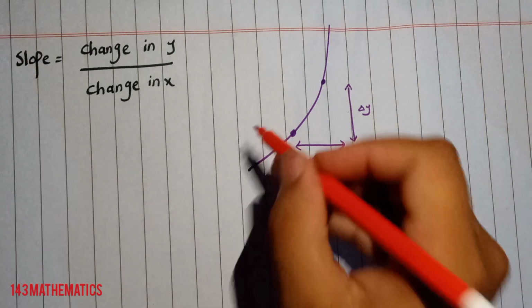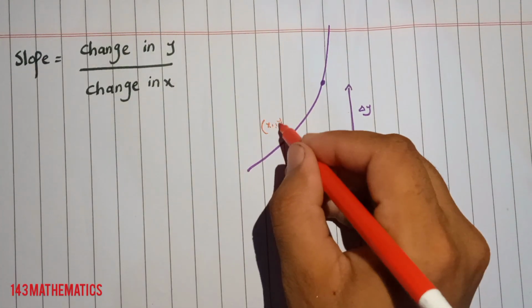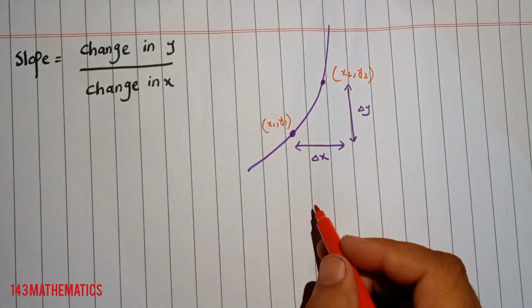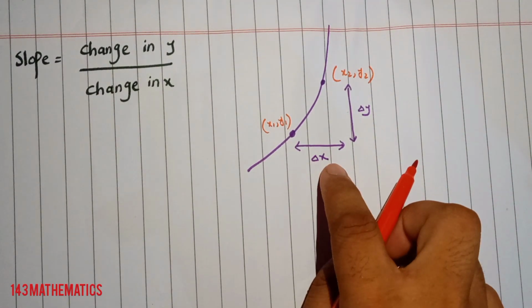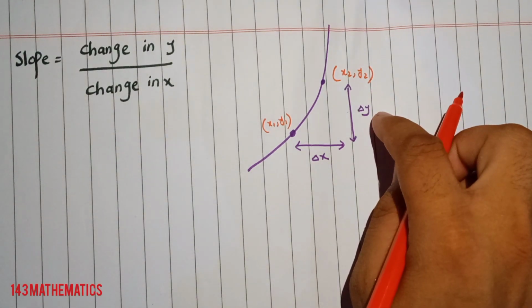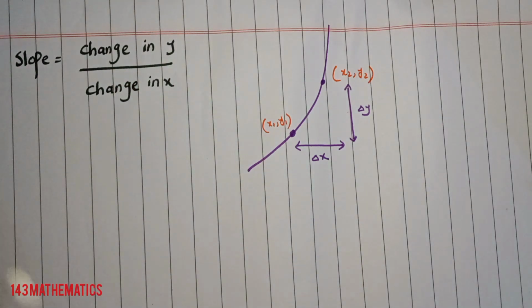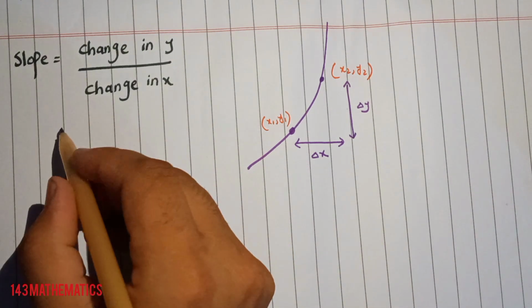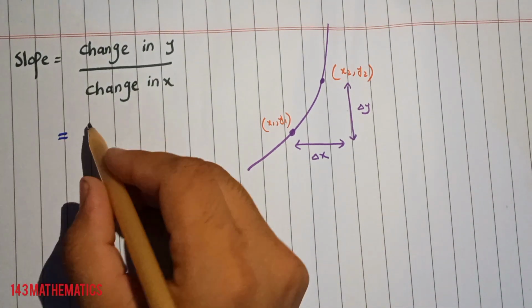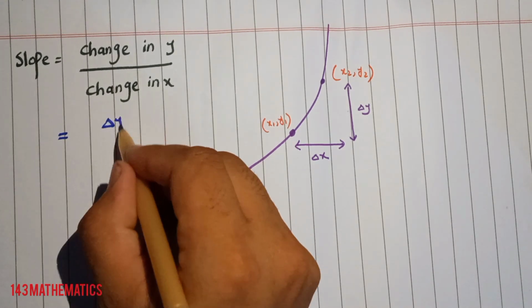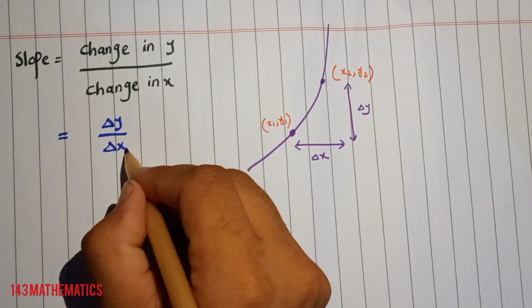This first point, you can write as x1, y1. This is the second point, x2 and y2. So this is change in x, del x. This is change in y, del y. So we know that slope is change in y divided by change in x. So if we write, this will be equal to del y divided by del x.